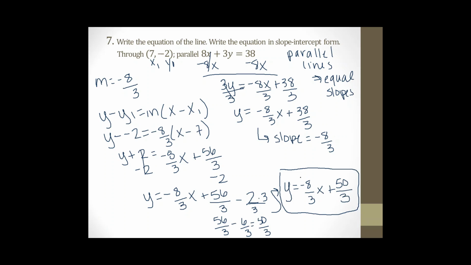Notice that our slope here is that same negative 8 over 3 as the slope of the equation that was given to us. What would be the perpendicular slope? It would be the negative reciprocal of this given slope. So the negative reciprocal of negative 8 over 3 is positive 3 over 8. That would be our perpendicular slope. And with that in mind, let's look at number 8.